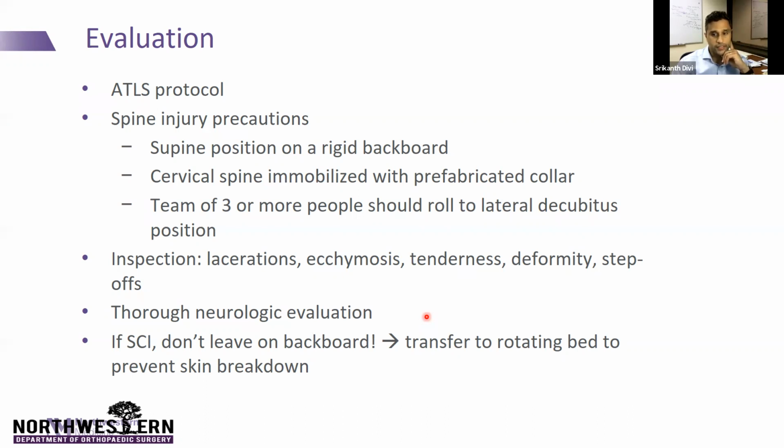Look for ecchymoses, tenderness, deformity, step off, and again, the entire spine. Do a thorough neurologic evaluation. This is usually done, but if the ED team or the trauma team doesn't pick up on this, they'll leave them on the backboard instead of getting them onto the actual bed.